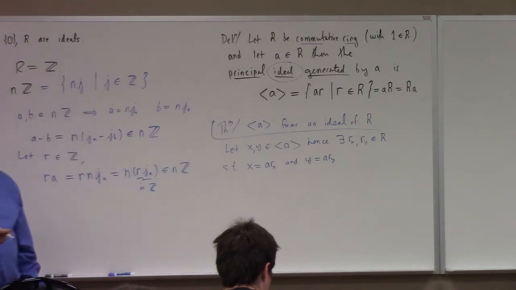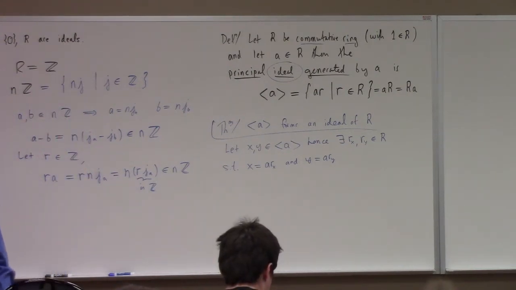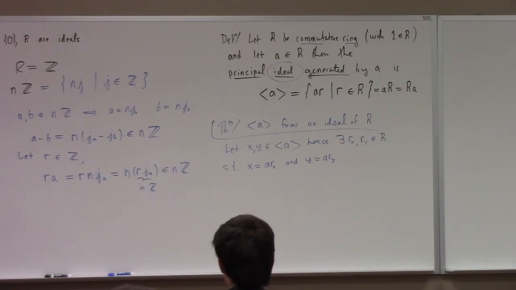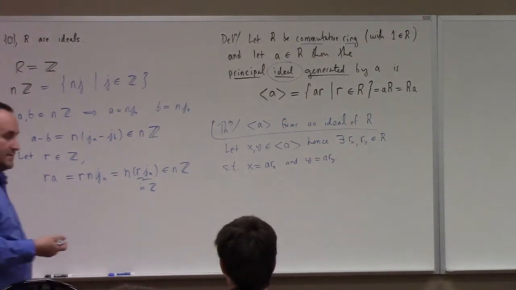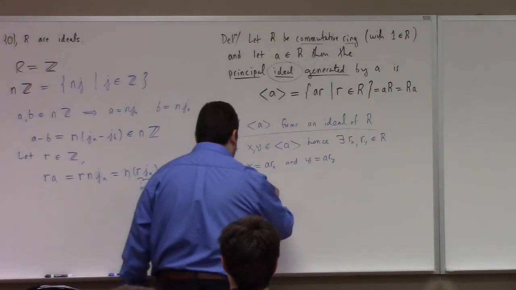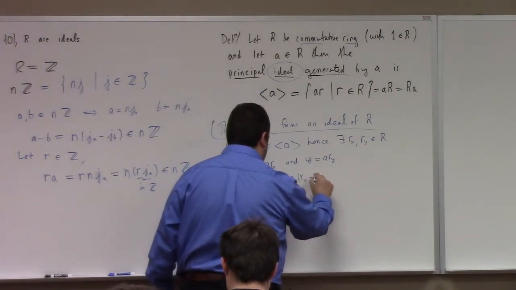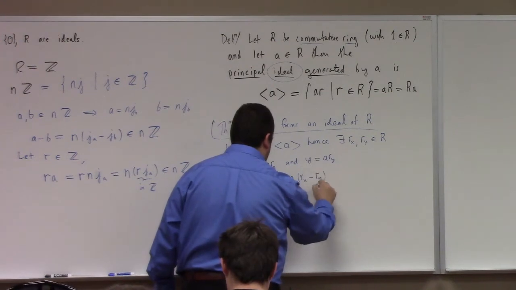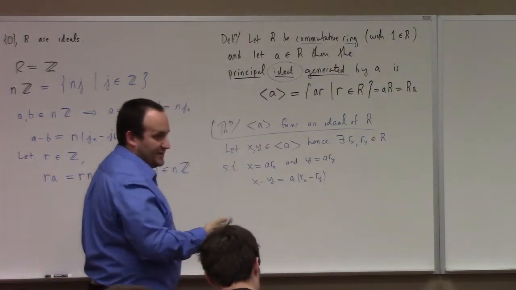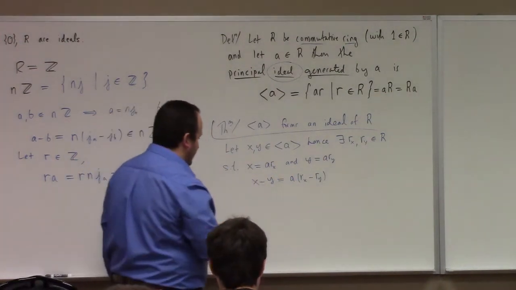And quite clearly, if we take the difference or the multiple of one of these by something in the ring, we're back in the ideal again, right? So like x minus y is a times r sub x minus r sub y, if you work it out, right? I skipped a step, sorry.